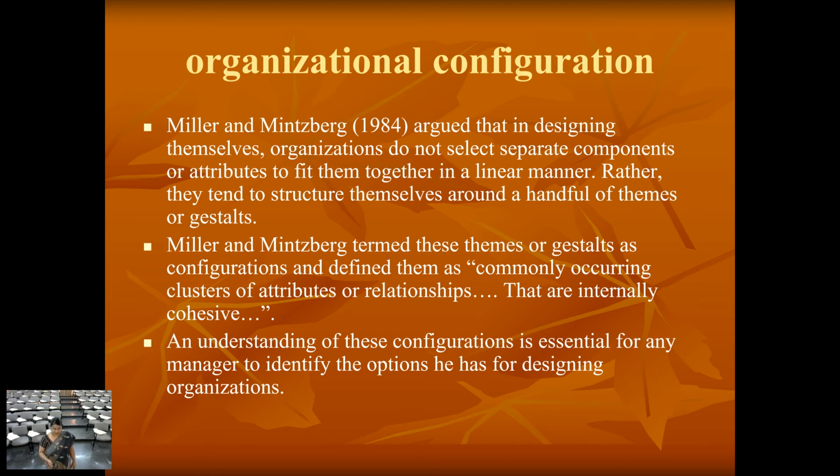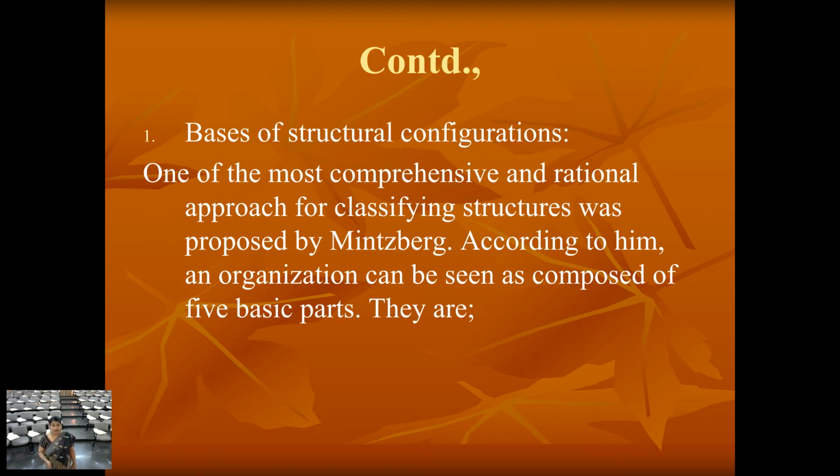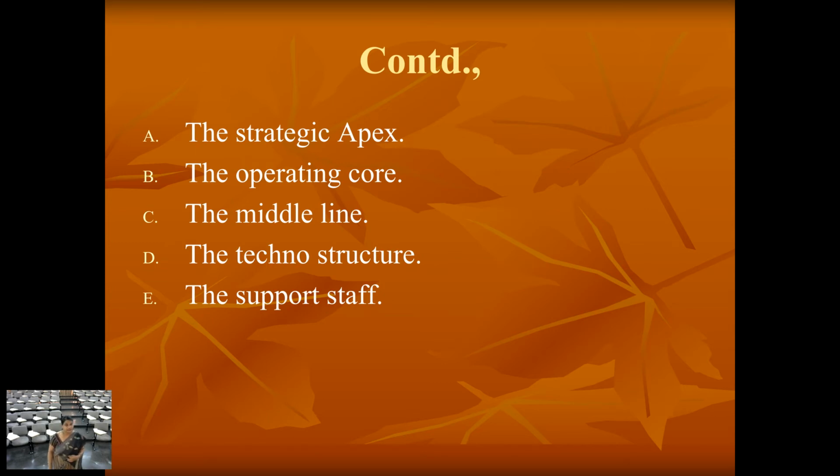So the basis for structural configurations is given by Miller and Mintzberg. Mintzberg, remember the name? Mintzberg has given the 5 gestalt or 5 themes, which are called the basis of structural configuration, where the most comprehensive and rational approach for classifying structure was proposed by Mintzberg. According to him, an organization can be seen as composed of 5 gestalt, 5 themes, or 5 parts. There is the top level, he called it the strategic apex. Middle level, he called it the operating core. Strategic apex is first, second one operating core, third one middle line, fourth one technostructure, fifth one support staff. Children, hope you remember this.